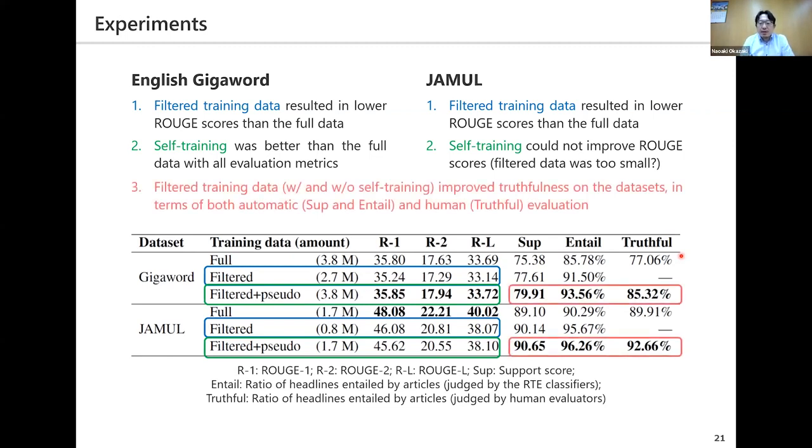An interesting result is that on both datasets, filtering training data improved the truthfulness of headlines. And this also suggests that Rouge scores cannot measure the truthfulness of headlines. So we may need to evaluate both relevance based on Rouge score and truthfulness with these metrics.